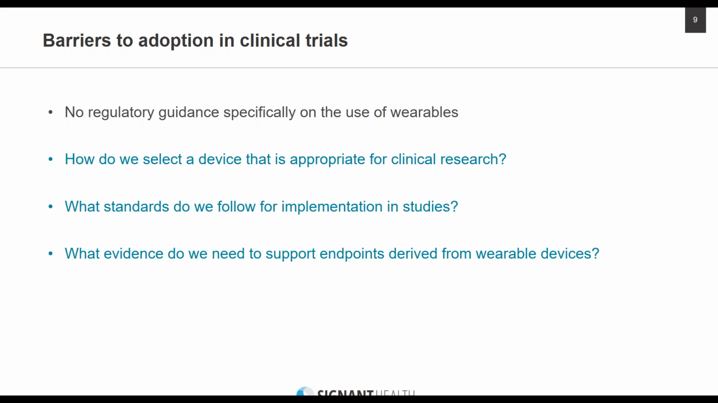Some of the questions that we ask as researchers are: how do we select a device that's appropriate for clinical research and one that the regulators will accept the data from? What standards do we follow when we're implementing a wearable or a mobile sensor in a clinical trial? And then what evidence do we need to support the endpoints that we might derive from the data from that device?